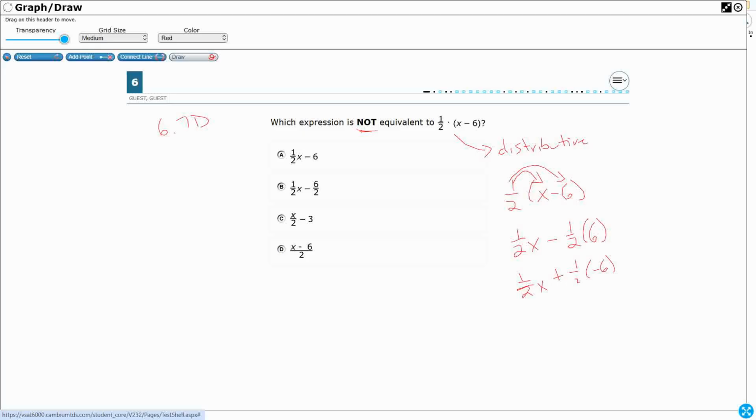So which one is not equivalent? Well, this already, A looks good, right? So I can look at A and B, and they look like what I did, 1/2 x. I like that. So let's look at the second terms.